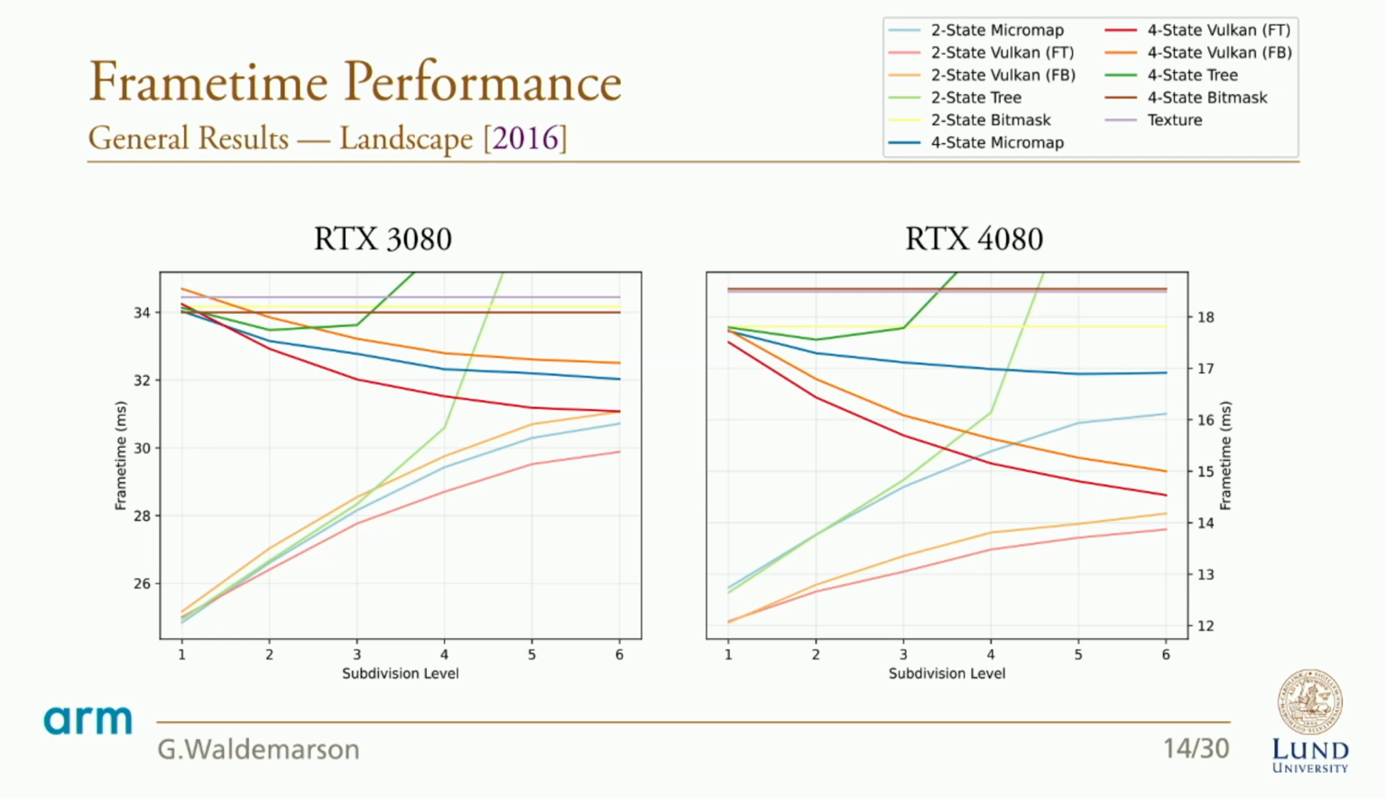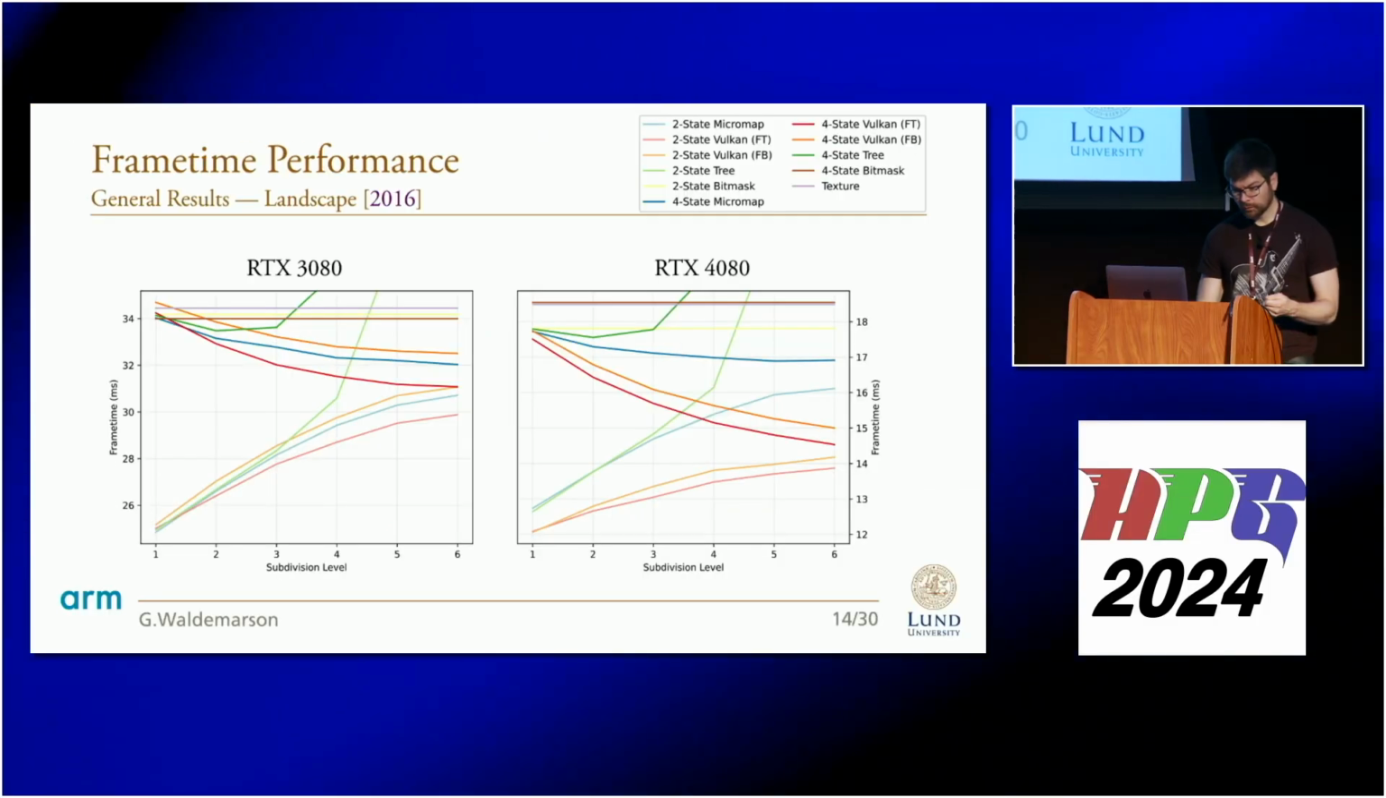Whereas for a 4080, where you have hardware acceleration for micromaps, you will only ever lose, at least in these test cases, as much as 2% of your frame time, whereas you can gain as much as 29%. And unfortunately, the tree lookup algorithm that we invented only really performs okay for the first 3 or 4 subdivision levels. After that, it basically scales out of control, something that I will get back to in a bit.